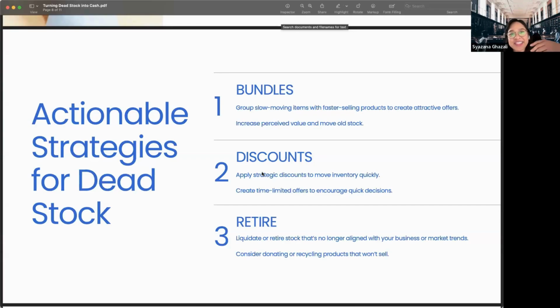Another way, and this is a very unpopular opinion, but more often than not, we always tell you to consider donating or recycling the product that won't sell. Rather than having it sitting in your inventory, hoping that you'll sell it, waiting for the next 11/11, and then you just let it sit there for months. It is costing you money.